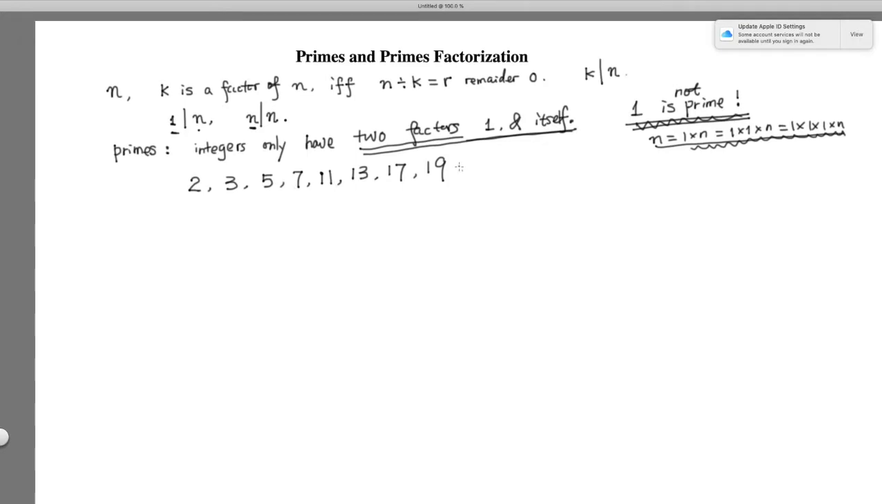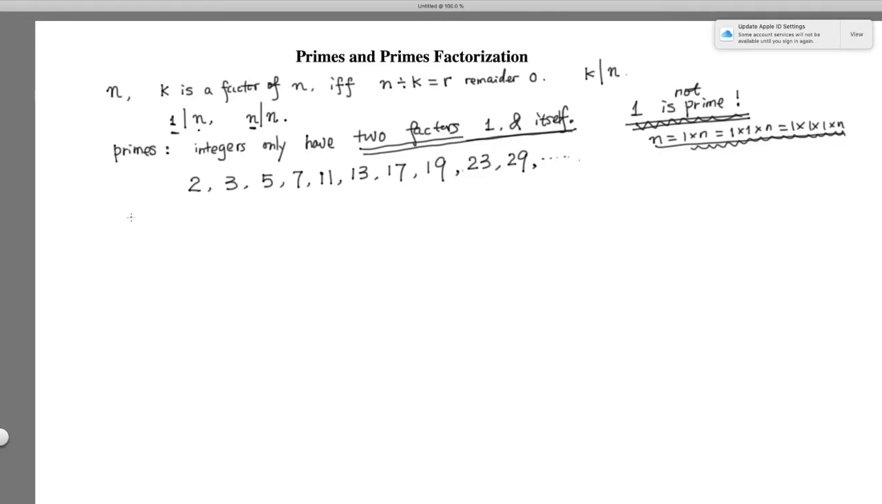Let's see, what's the next prime number? 21 is not, because 21 equals 3 times 7. The next one is 23. And then 25 is not. 27 is not. The next one is 29. And so on. Now, these are the prime numbers. I'm listing the first 10 prime numbers.